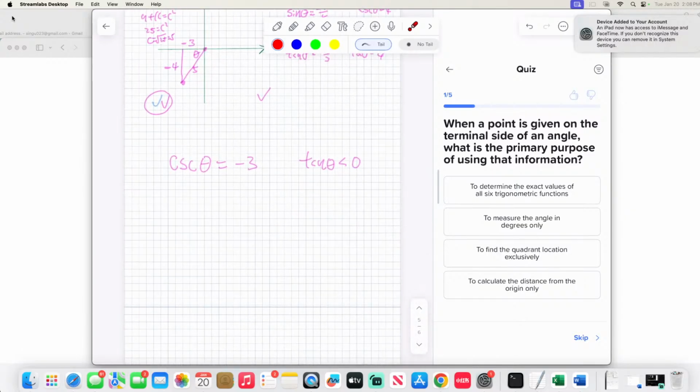Now also the cosecant, this one is not a fraction, so figure out why it's not a fraction. Can you make it a fraction?